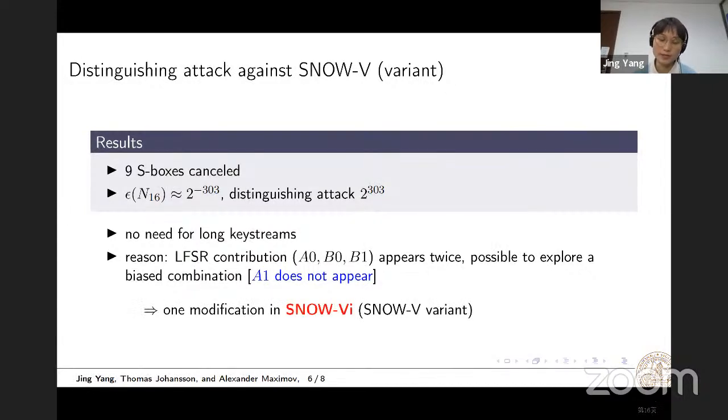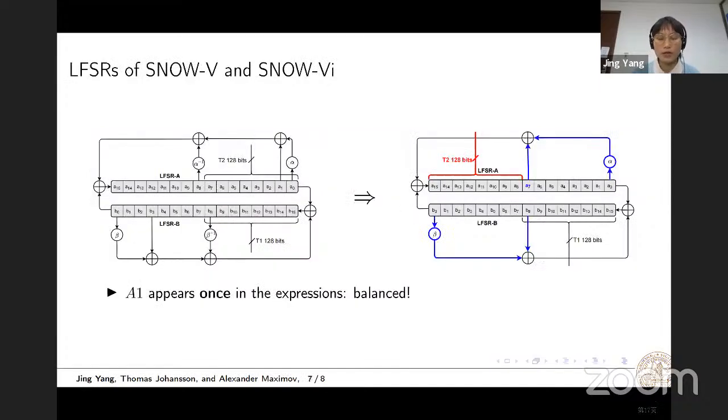So based on this observation, we introduced one modification in the SnowBI cipher, which is a SnowB variant we proposed last year, maybe in 2020. So the picture shows the FSM part of SnowB and SnowBI, and the highlighted parts are the modifications. So the modification colored in red is relevant to our attacks.